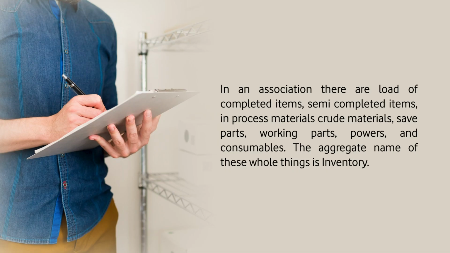In an organization, there is the stock of completed items, semi-completed items, in-process material, raw materials, spare parts, working parts, fuels and consumables. The aggregate name of the whole thing is inventory. It means the materials, whether raw material, spare parts, components, working parts, fuels, consumables, all of these come up. The comprehensive name of this whole thing is inventory.